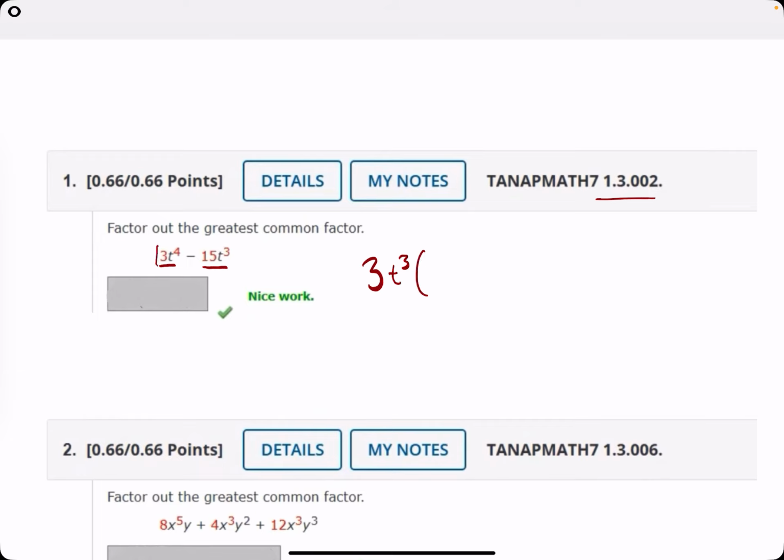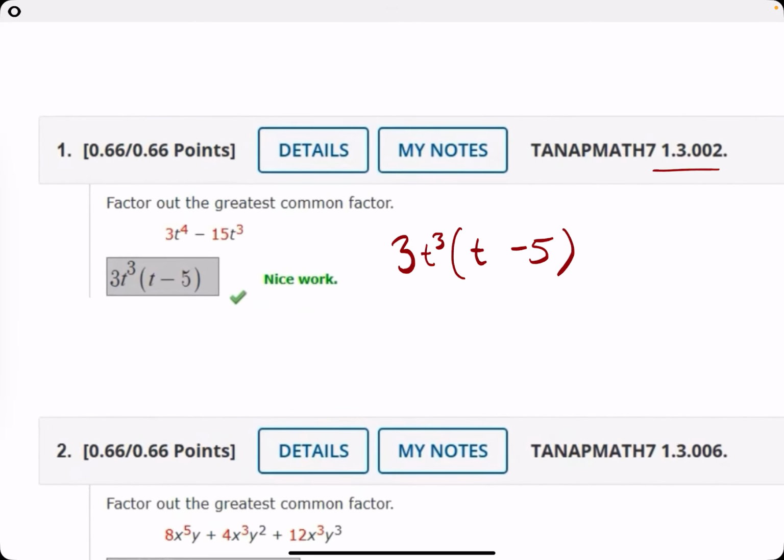When we divide 3t to the fourth by 3t cubed, that leaves us with a t. When we divide 15t cubed by 3t cubed, that leaves us with minus 5. And that's it. So it's factoring out the greatest common factor. It's the biggest thing they have in common, basically, and then writing whatever's left.